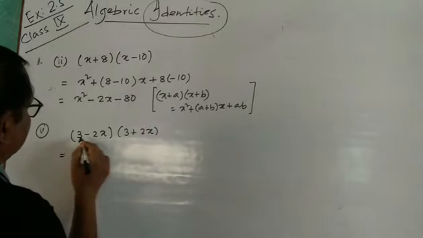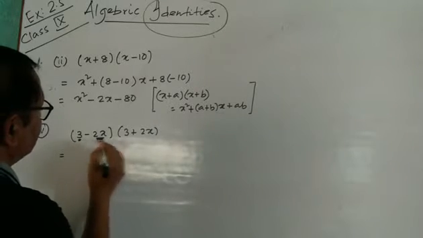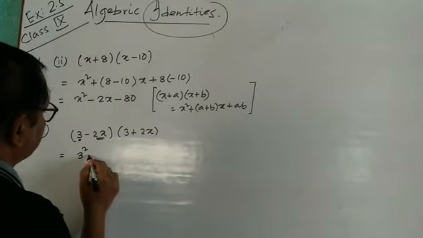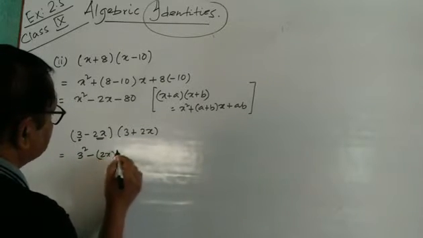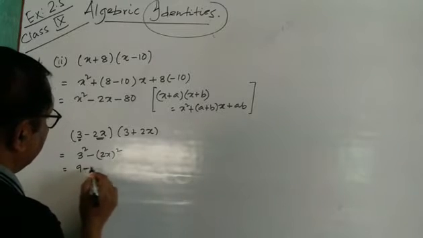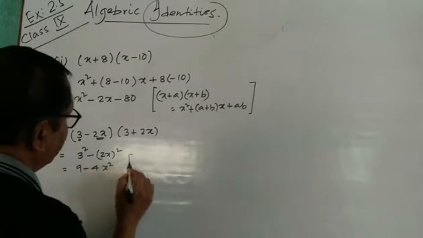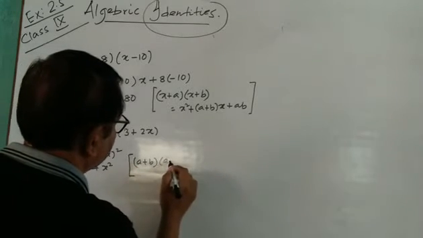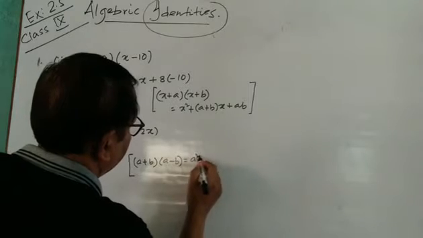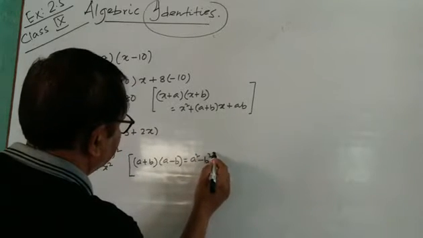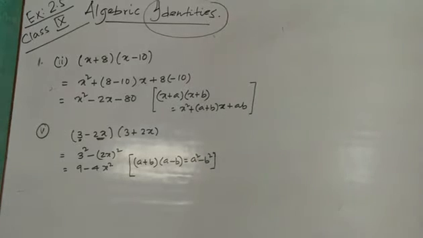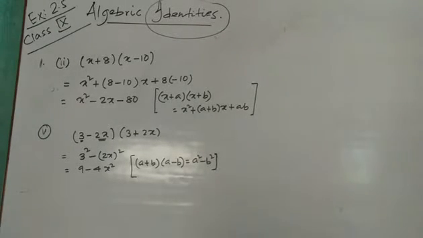So what you will write, suppose this is a and this one is b. So a minus b into a plus b will give us a square minus b square, and simply 9 minus 4x square. Formula used: a plus b into a minus b equals a square minus b square. We have taken the help of this very identity. In this way, the other questions of question number 1 you can solve.